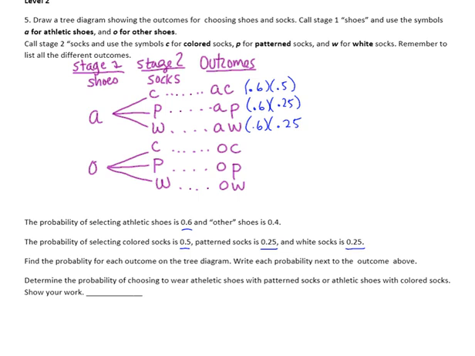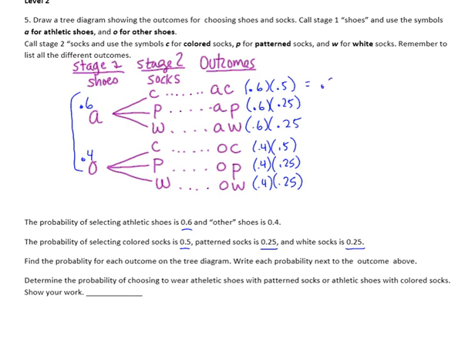So again, for athletic, the probability was 0.6. The others have a probability of 0.4. Notice that these two numbers add up to 1 because they are your only two choices. Then for our socks, we have 0.4, and we'll use that for all of these because they are all having other shoes. And then the socks, the probability for colored socks was 0.5. The probability for patterned is 0.25, and the probability for white is 0.25. To find the probability that you have those outcomes, you multiply those numbers.